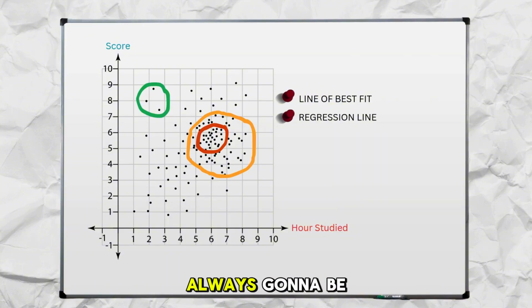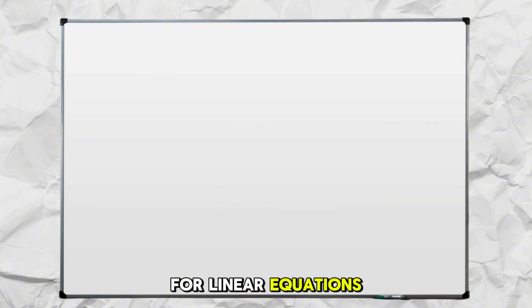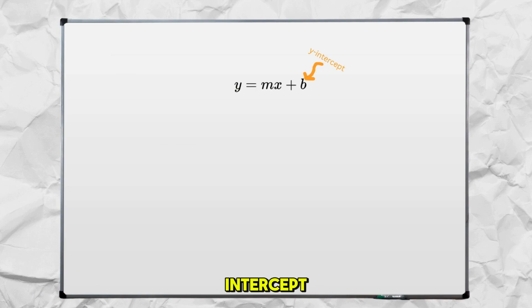The equation is always going to be the same as we see for our linear equations, y equals mx plus b. Your b is going to be your y-intercept, your m is your slope, and your x and y are going to be your independent and dependent variable respectively.